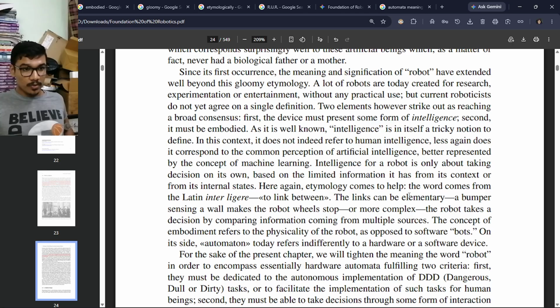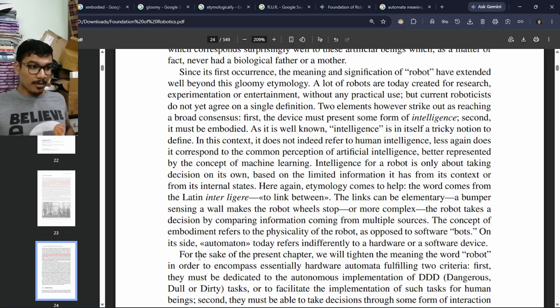Etymology comes to help. The word comes from the Latin inter legere, to link between. The link can be elementary, a bumper sensing a wall, making the robot wheel stop, or more complex, the robot takes a decision by comparing information coming from multiple sources. Okay, that's what my robotic car is going to do.